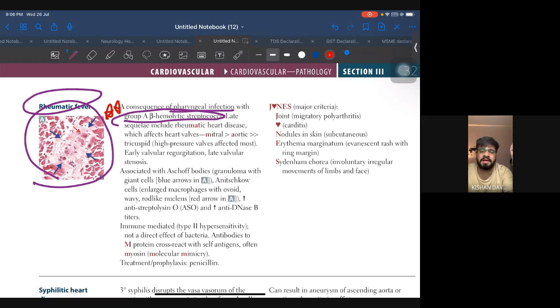Don't confuse this with infective endocarditis. In infective endocarditis, it is not group A beta streptococci; specific names are given there. All right. So if they say group A beta hemolytic streptococci, think about rheumatic fever.